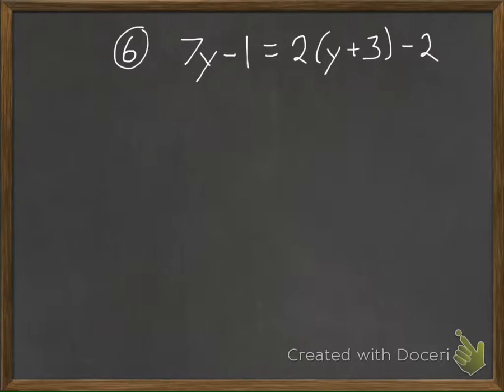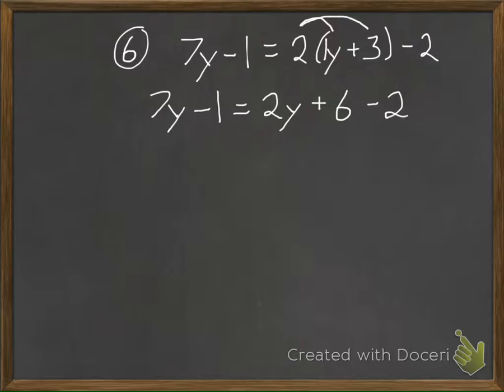Now, remember, always make sure you simplify each side before you start solving. So on the left-hand side, I have 7y and negative 1. Those are not like terms, so my left-hand side is already simplified. But on the right-hand side, I have parentheses, so that means that first thing I need to do is distributive property. I'm distributing a positive 2, so I will get still 7y minus 1 on the left, but on the right I have 2 times 1y, which is 2y, and then 2 times positive 3, which is positive, so plus 6, and then I still have that minus 2.